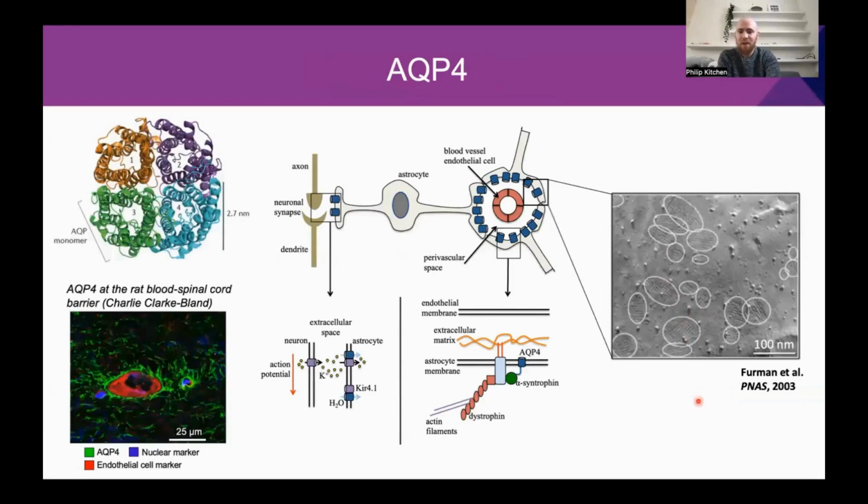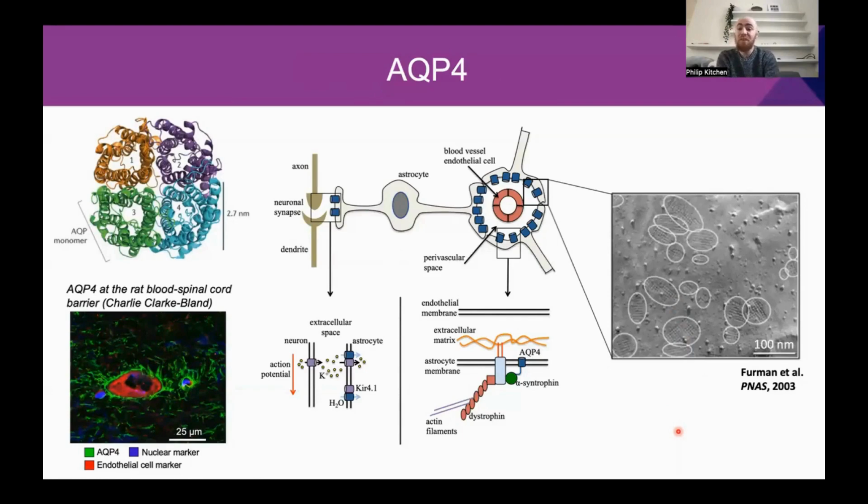look at this electron micrograph on the right-hand side, so this is a freeze fracture electron micrograph of astrocyte membranes. And what you can see are these large square arrays of protein. And it turns out that that's aquaporin 4. And what happens is that aquaporin 4 tetramers, so the native structure is a tetramer, pack against each other, and you get these large oligomers of tetramers in the astrocyte membrane.